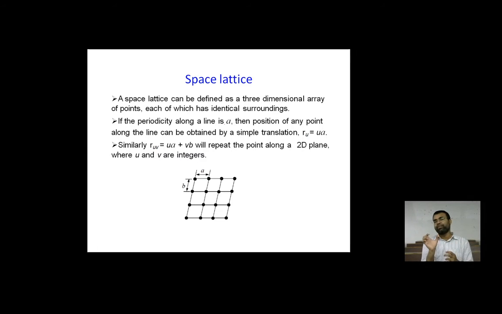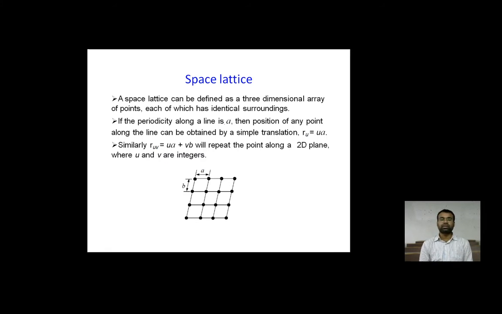They are the distance which is defining the things. We will discuss what is that particular A and B. So what is space lattice? It can be defined as a three-dimensional array of points, each of which has an identical surrounding, obviously.